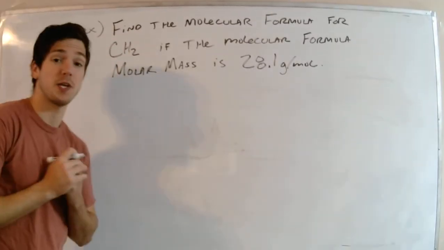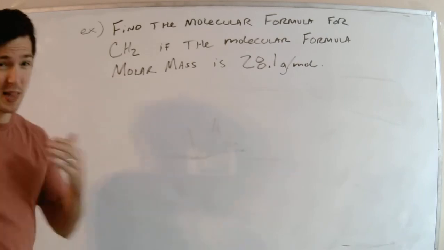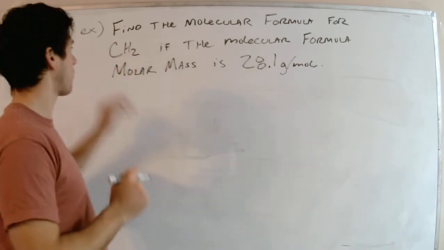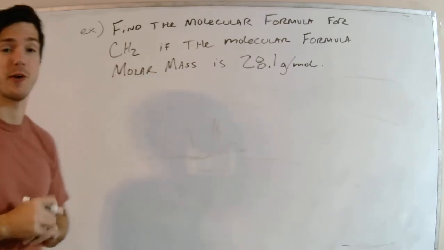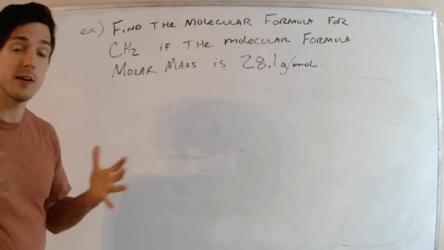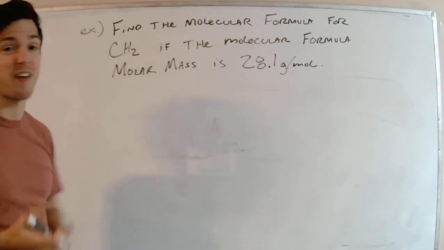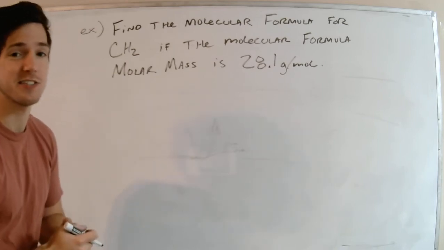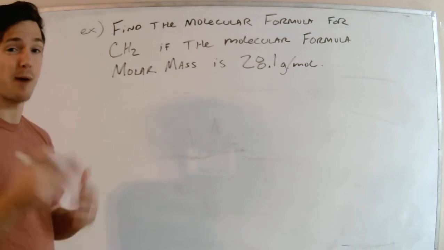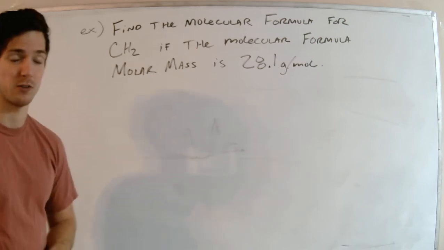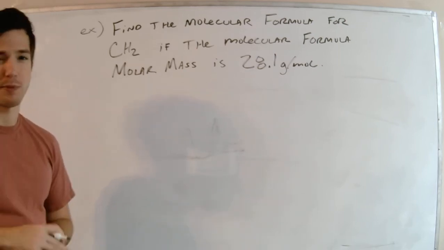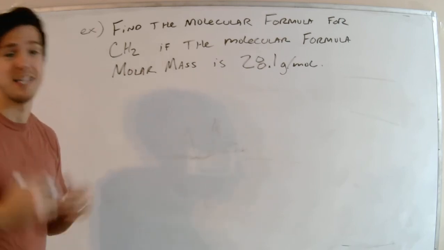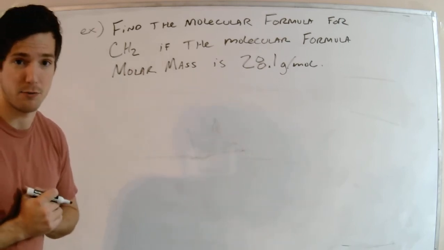Alright everybody, so here I want you to find the molecular formula now for CH2, if the molecular formula molar mass is 28.1 grams per mole. Now here I have just given you the most simplified empirical formula. Sometimes I'll give you percentages and I'll say find the empirical formula on your own and then solve for the molecular formula. So here we've just skipped those first 4 steps that we do. I've given you the empirical formula. Now let's figure out that molecular formula.